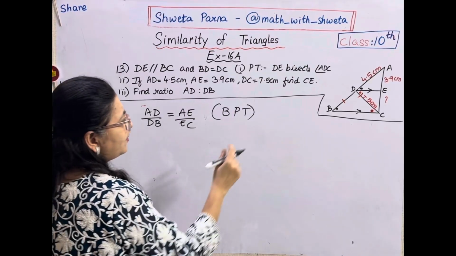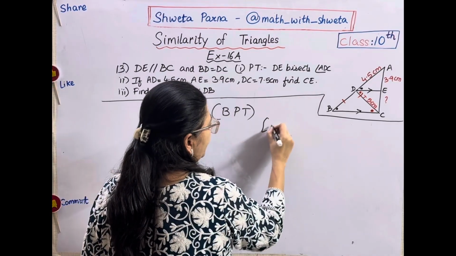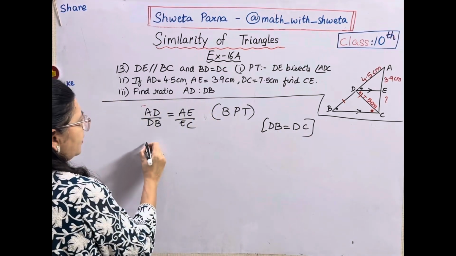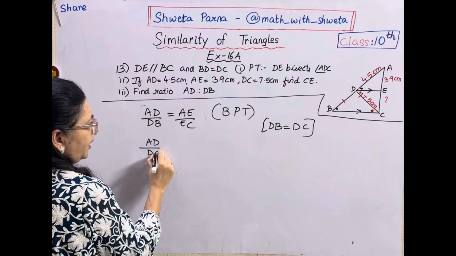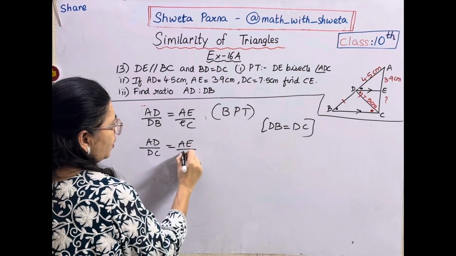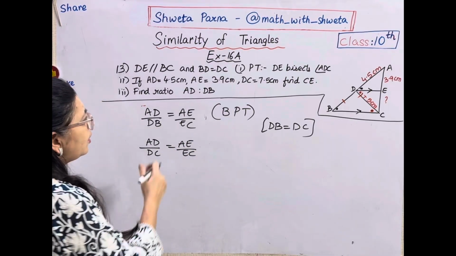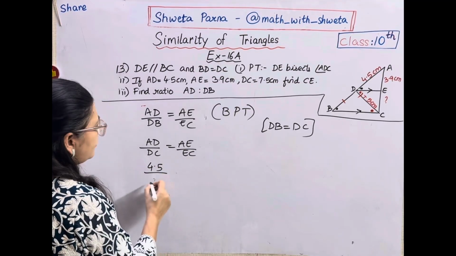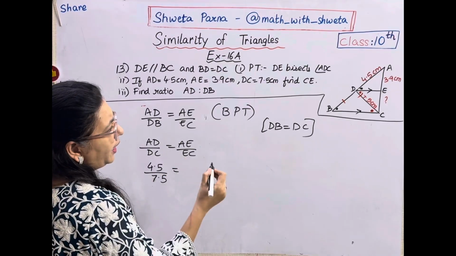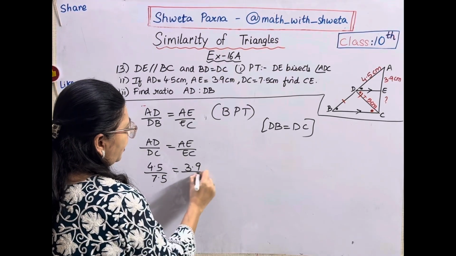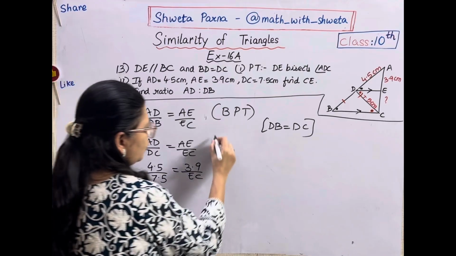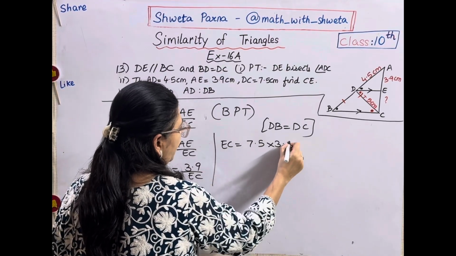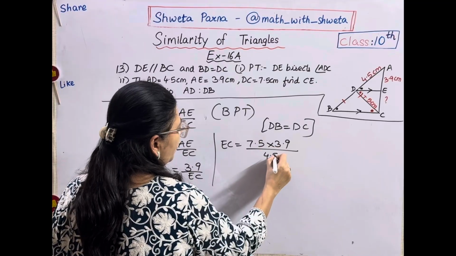What information is given to you? You know that DB is equal to DC. So we can write this as AD upon DC is equal to AE upon EC. Correct? Now what is the measurement for AD? 4.5. DC is 7.5. AE is 3.9 and I have to find EC. So EC will be 7.5 into 3.9 divided by 4.5.